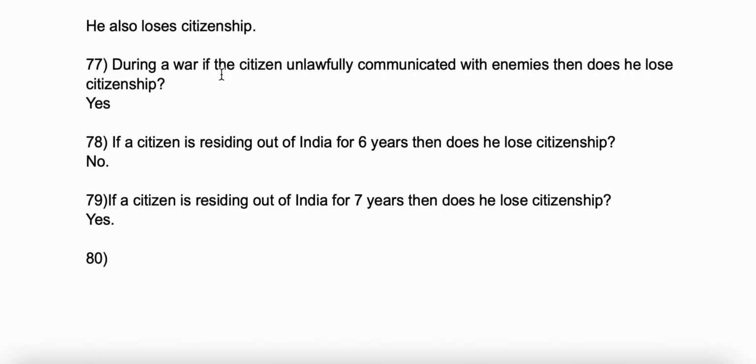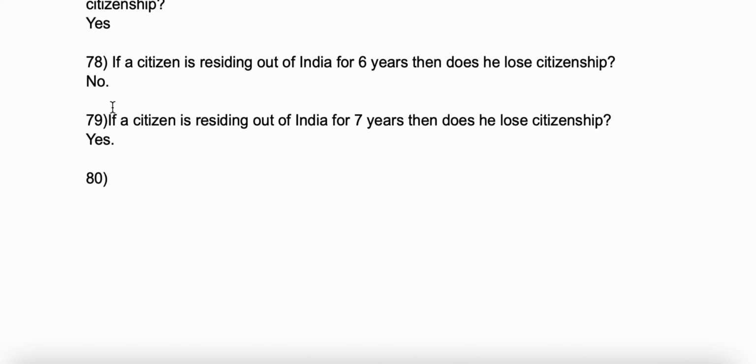77th question. During a war, if a citizen unlawfully communicated with enemies, then does he lose citizenship? Yes, he will lose citizenship. 78th question. If a citizen is residing out of India for 6 years, then does he lose citizenship? No, he will not. 79th. If a citizen is residing out of India for 7 years, then does he lose citizenship? Yes. If a person is residing out of India for 7 years, then he will automatically lose his Indian citizenship.